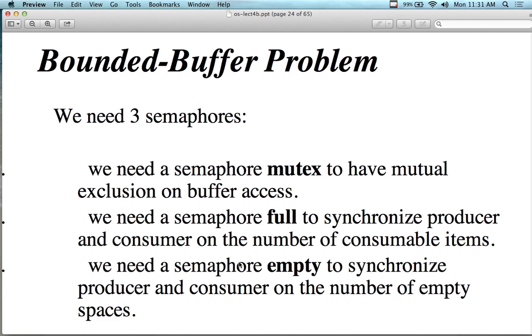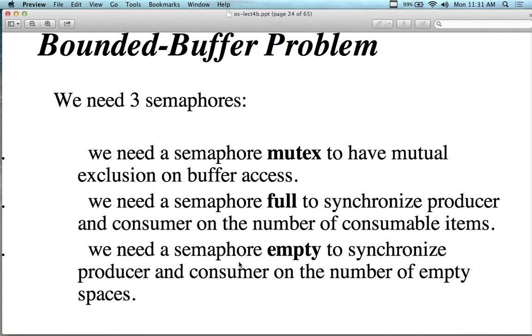So we need a semaphore mutex to have mutual exclusion on the buffered access. On the access to the buffer, upon leaving or entering, we can change the mutex and then have the operating system support our entry in and out of the buffer. So we could have multiple threads reading and writing to the buffer, all doing it one at a time, serially, just the same as before.